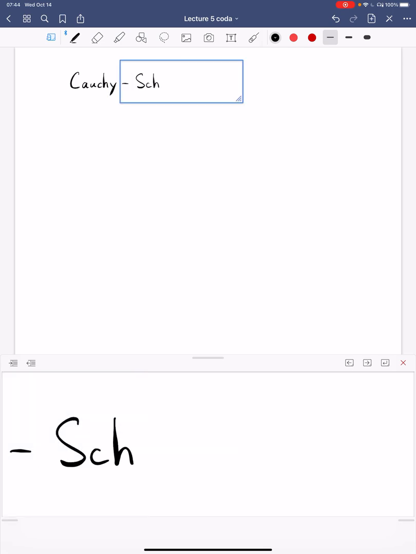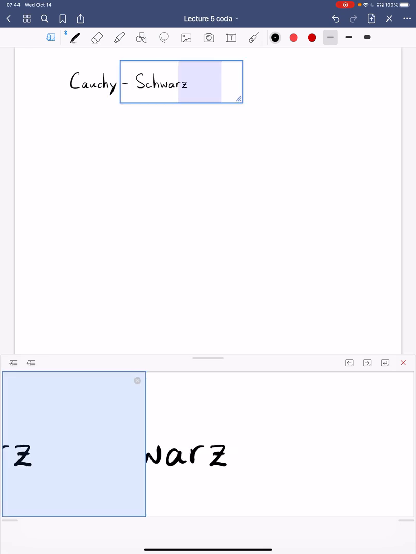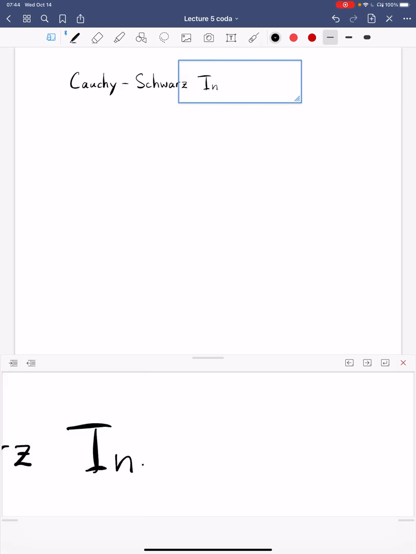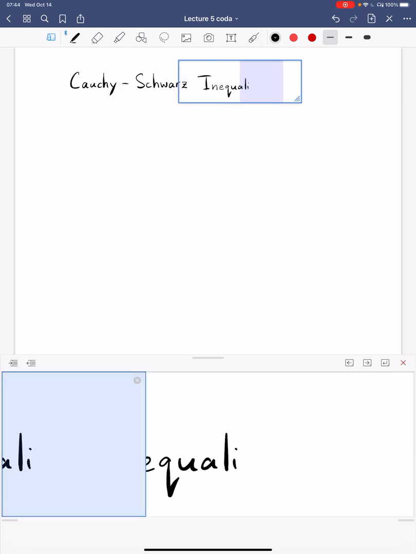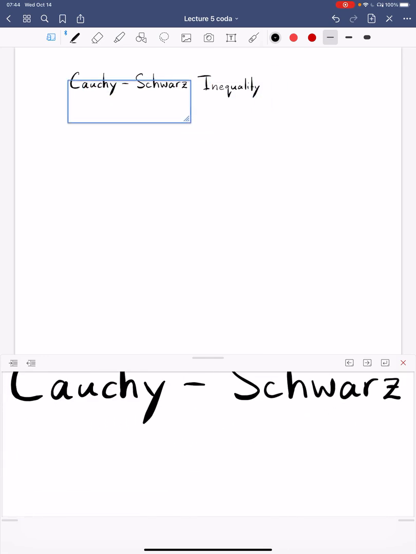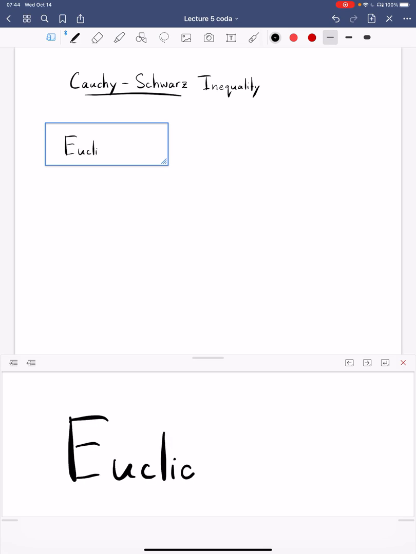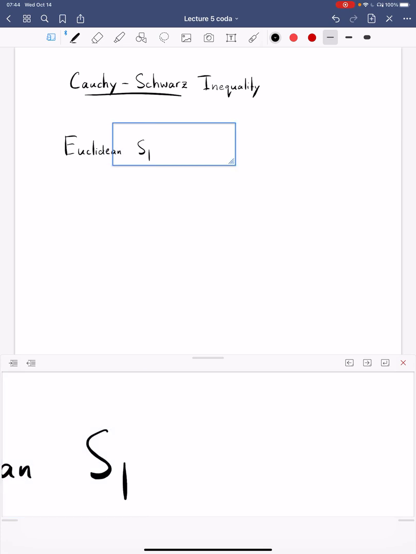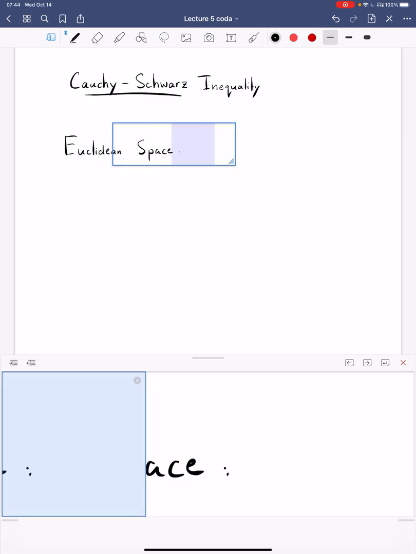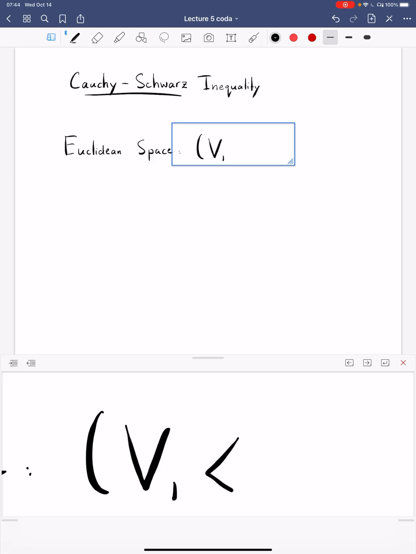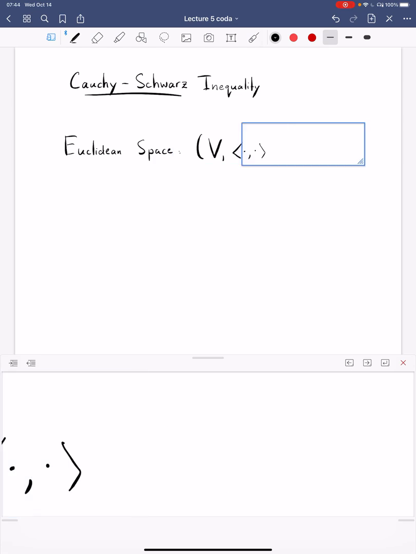Okay, today I want to talk a little bit about what's called the Cauchy-Schwarz inequality, which is the subject of the fifth lecture post. All right, and this is an inequality that is about Euclidean spaces. So what does that mean? Just to recall what that means, a Euclidean space is something that looks like a vector space V, which is also equipped with a scalar product.